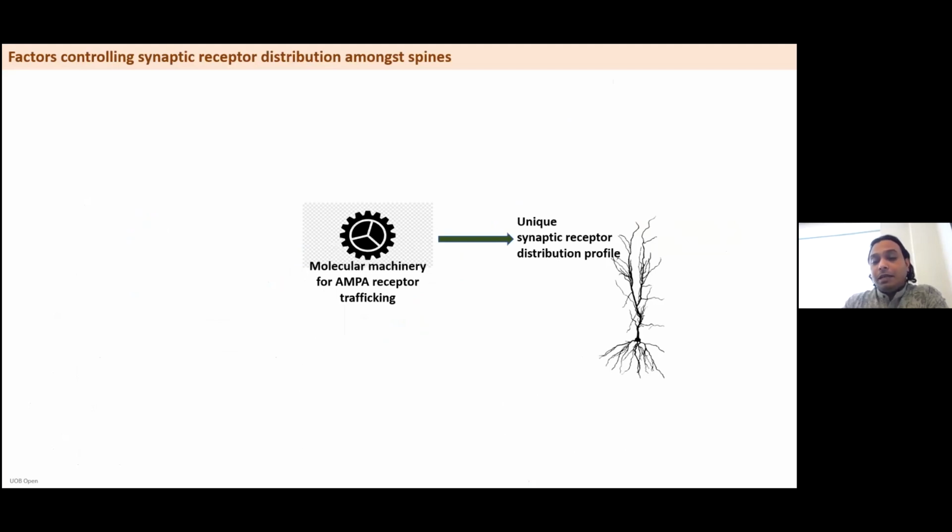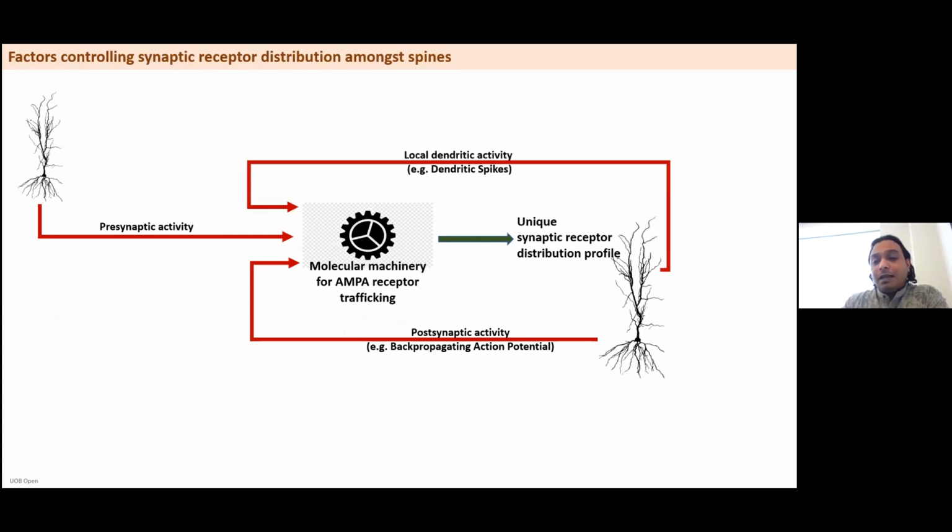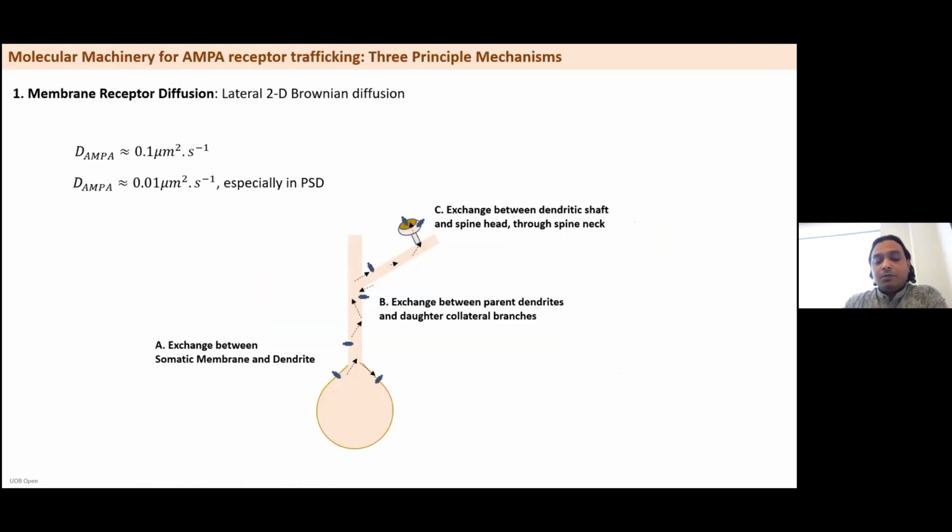However, it doesn't work in isolation. One of the most prominent inputs is the presynaptic activity. However, the firing of the postsynaptic neuron also provides input to the molecular machinery through, for example, backpropagating action potentials, as well as the local electrophysiological activities in the dendritic branches, through, for instance, dendritic spikes. So a straightforward approach would be to first study the machinery and then study the response of the machinery to the input.